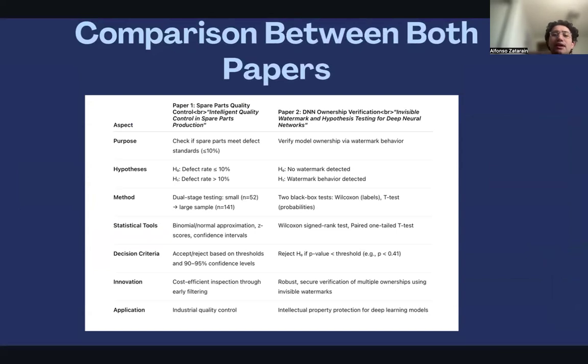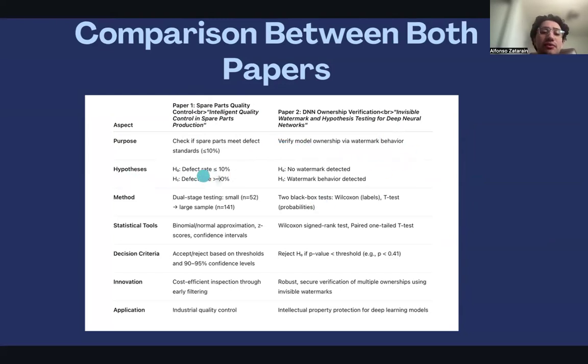Okay, here we have the comparison between both papers. Paper one, I'm going to call the spare parts quality control, and paper two I'm just going to call DNN because the names are too big. For paper one, the purpose was to check if spare parts meet the defect standard, which would be 10%. In the second paper, we verify model ownership via watermark behavior.